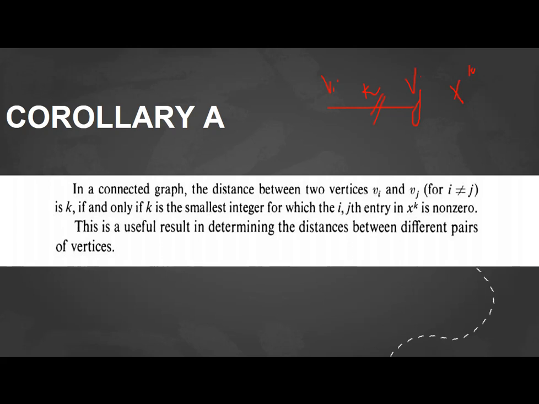Now in my x square itself, I have no 0 entries, so I can say that 2 is going to be the distance between my vertices vi and vj for the ijth entry. Okay, got it? And this result is useful for determining the distances between different pairs of vertices. Using this corollary, this conclusion, we can find the distance between different pairs of vertices.